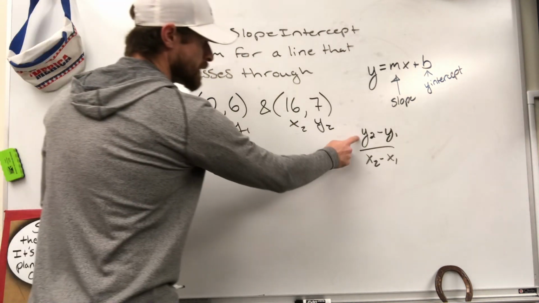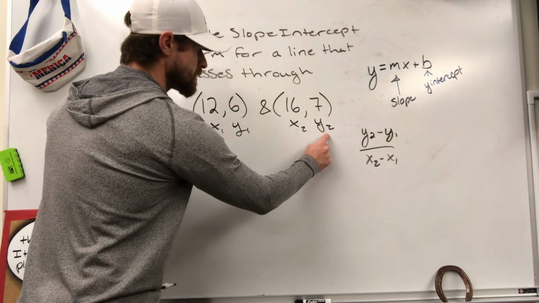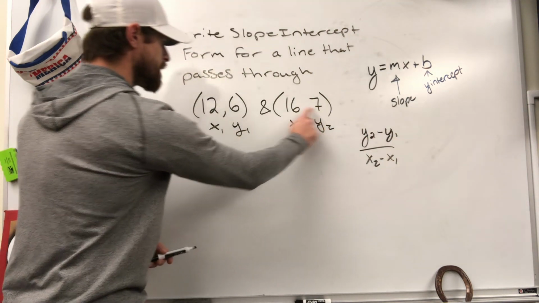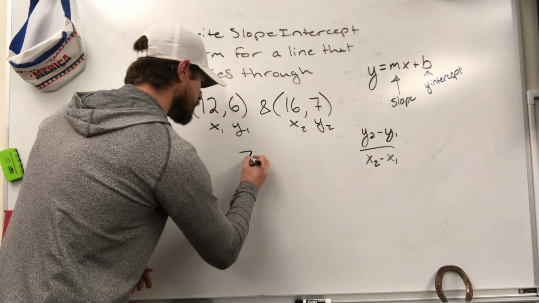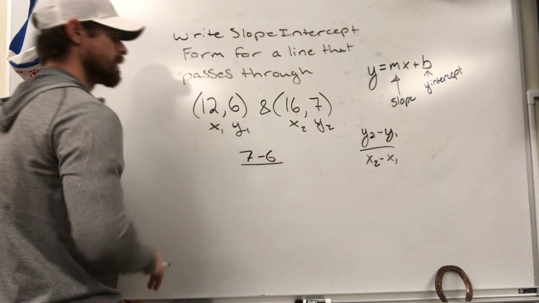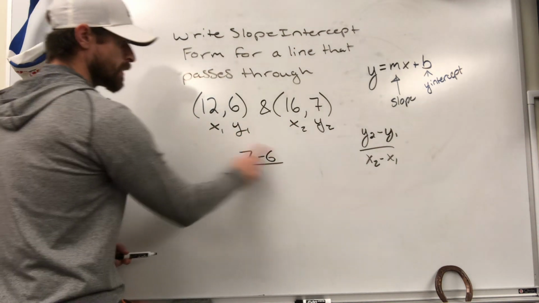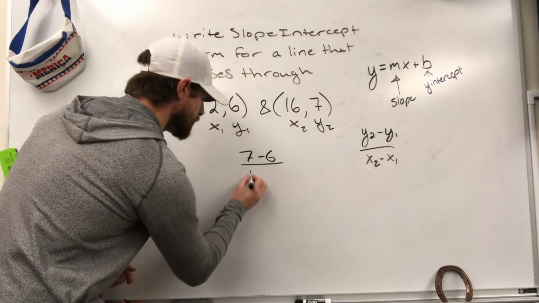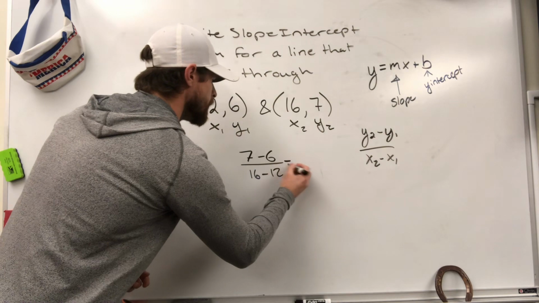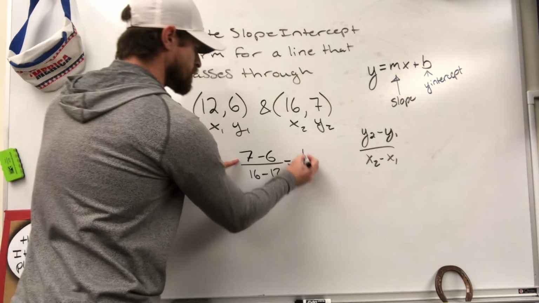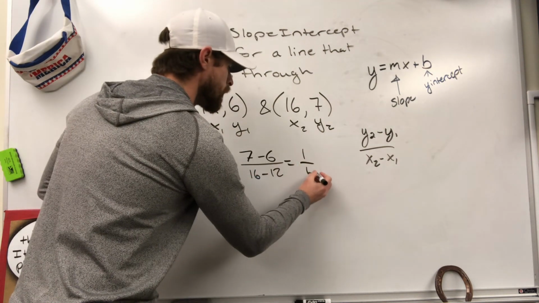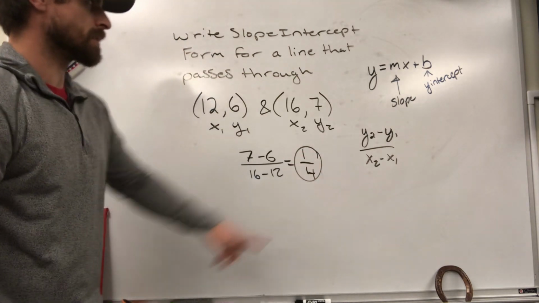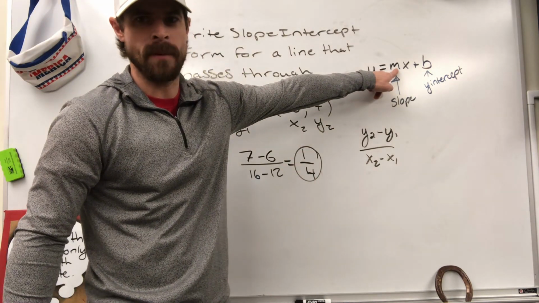So I'm going to take y2 minus my y1. That's this value minus this value. So 7 minus 6, over x2 minus x1 goes on the bottom, 16 minus 12. Now, what I end up getting is 7 minus 6 is 1, 16 minus 12 is 4, so my slope is a fraction here. It's going to be 1/4 for my m, my slope.